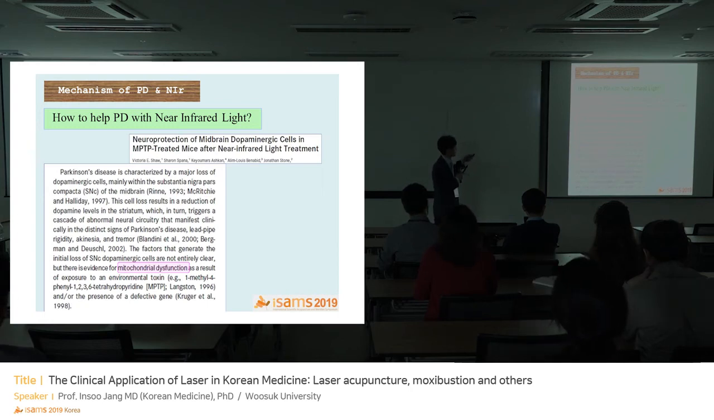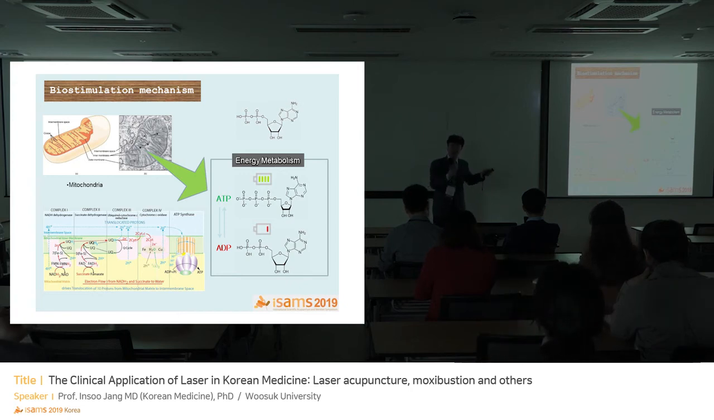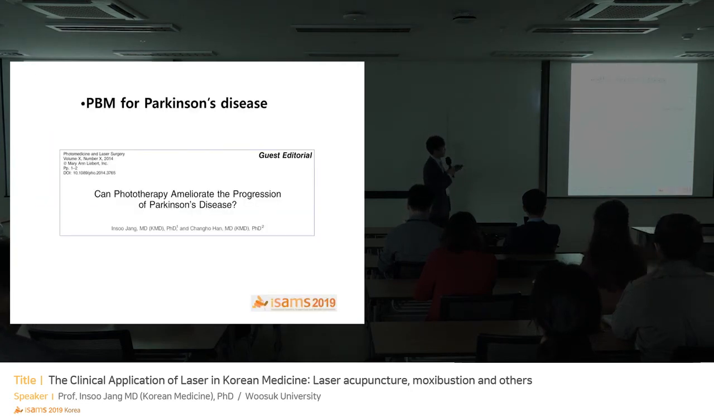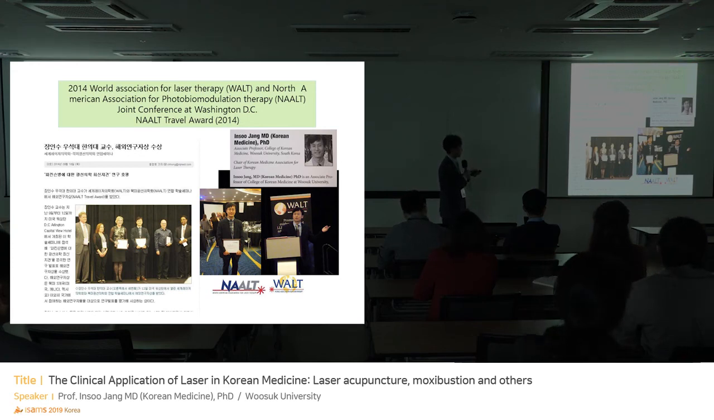And then we found that the mechanism of PD is based on mitochondrial dysfunction, and low-level laser can help it. Maybe the next speaker, Dr. Yang Chang-sop, will show the basic mechanism related to that, so I'll skip here. There are some papers on PBM for Parkinson's disease. I published a brief review of Parkinson's disease with phototherapy. Actually, I won a prize in 2014 at the joint conference of the World Association of Laser Therapy and the North American Association in Washington, D.C., related to that issue.